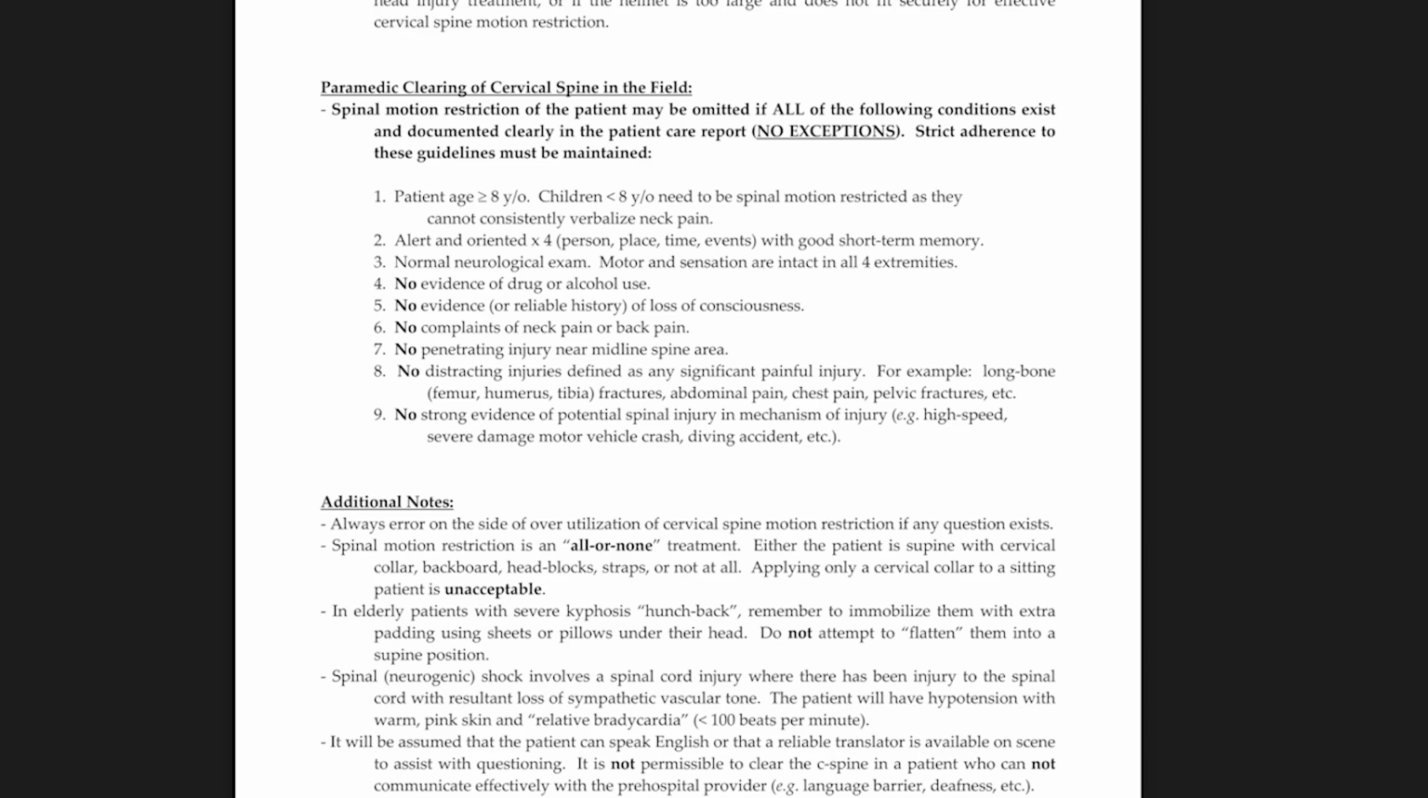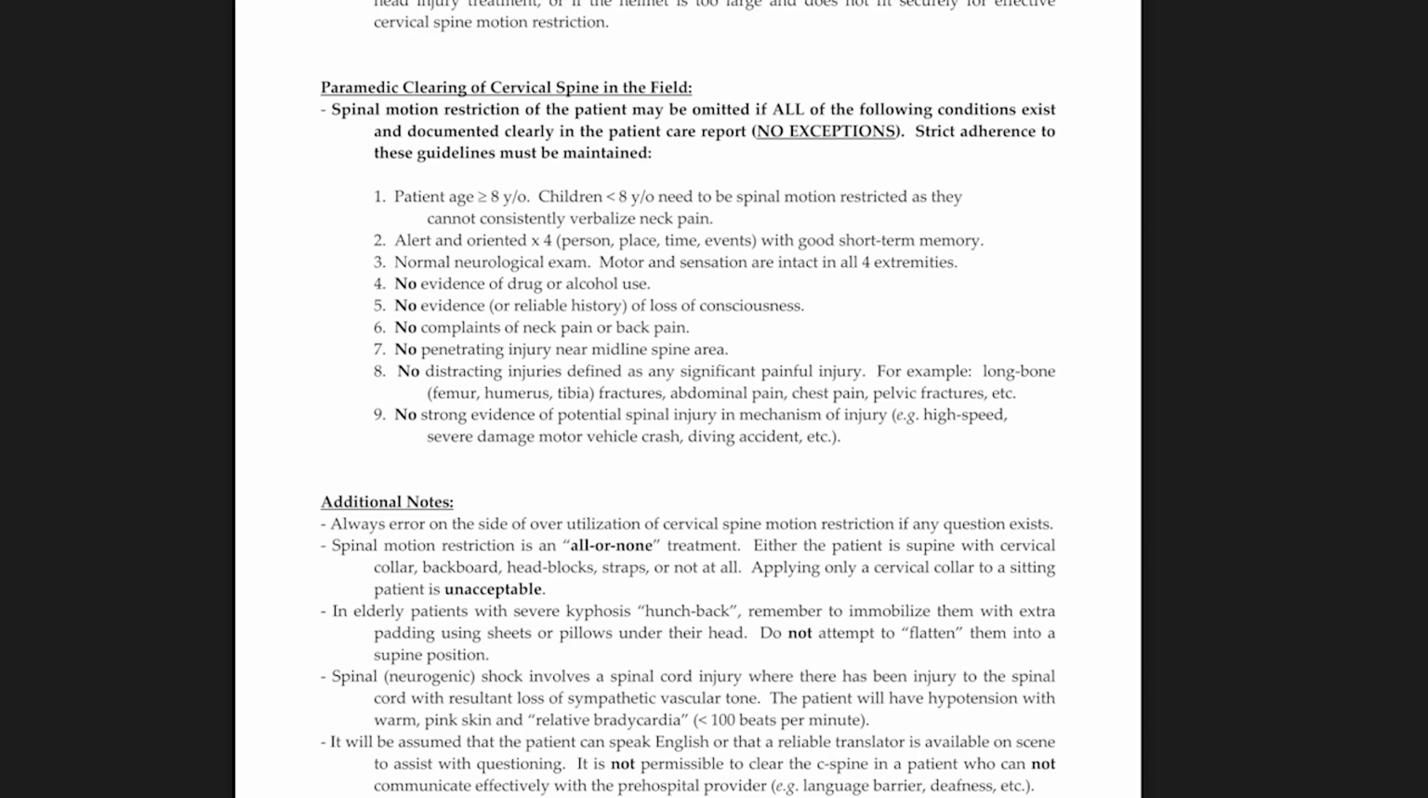Even more notes. Always err on the side of overutilization of C-spine restriction if any question exists. Spinal motion restriction is an all or none treatment. Either the patient is supine with cervical collar, backboard, head blocks, and straps, or not at all. Applying only a C-collar to a sitting patient is unacceptable. In elderly patients with severe kyphosis, which is a hunchback, remember to immobilize them with extra padding using sheets or pillows under their head. Do not attempt to flatten them into a supine position.